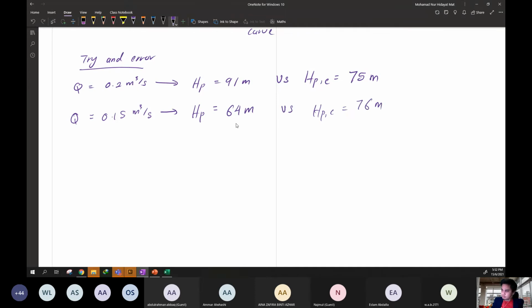So it is almost close, okay, compared to the value here. So try another one, last one. Okay, maybe this is the last one. Try 0.17. Okay, we try in between here. Try to substitute, you will get the head of pump to be 74.